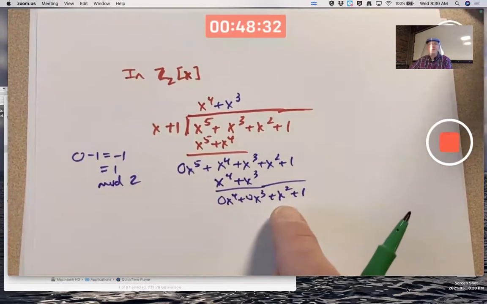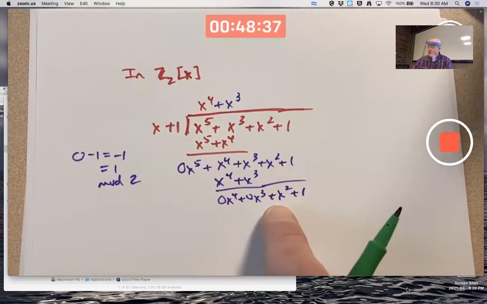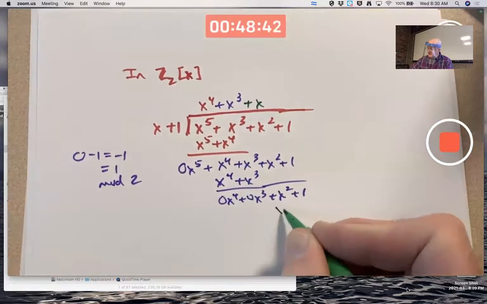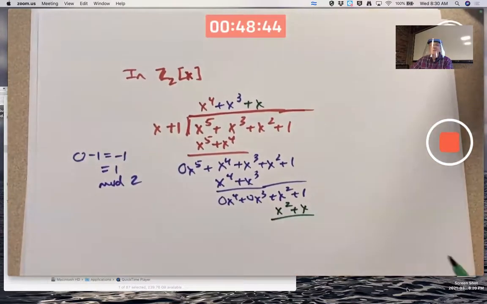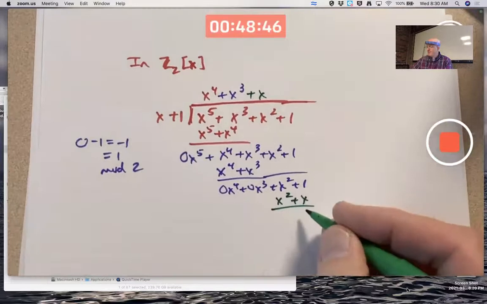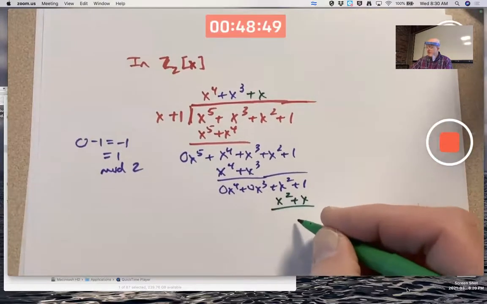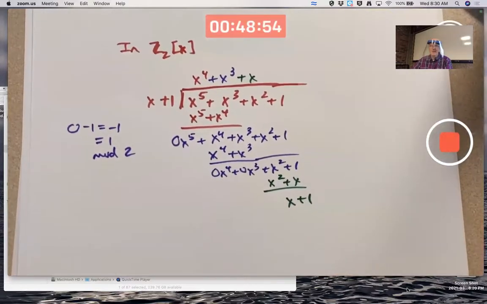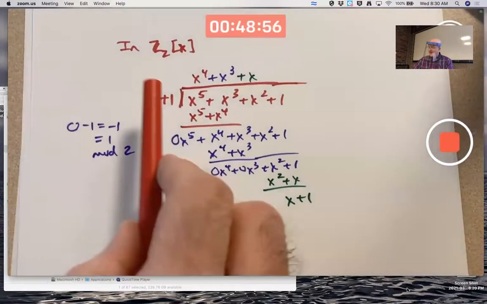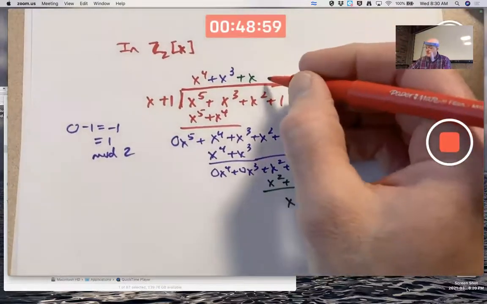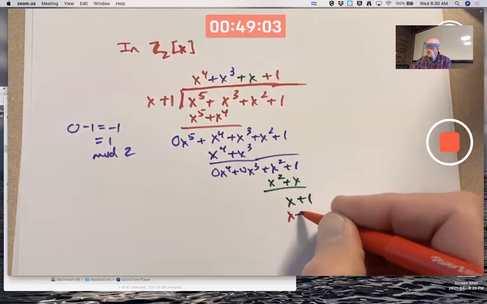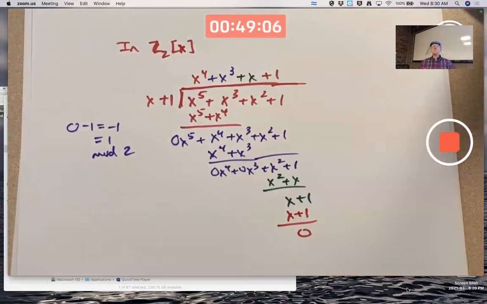What's the highest non-zero coefficient now? Highest power with a non-zero coefficient, it's x squared. What do I multiply x by to get x squared? I multiply it by x. Subtract. 0 minus 1 is negative 1, but negative 1 mod 2 is 1. Finally, x plus 1 goes into x one time, you might say. And I get an x plus 1 here for a remainder of 0.